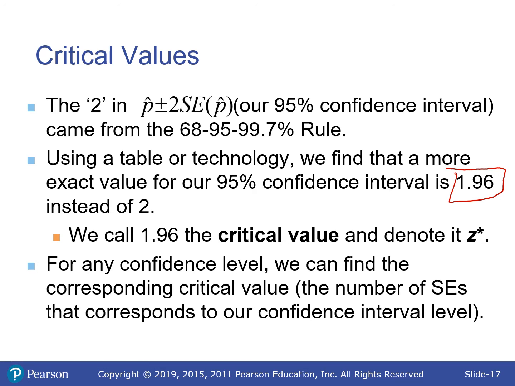And we can use a table or technology to find it. With technology, you can use StatCrunch to do an inverse normal, or you can use your calculator to do an inverse normal. The table, I'm going to show you on the next slide, I believe, perhaps the slide after that. But that 1.96 we call the critical value, and the symbol it gets is Z star. That's what this is. We've had Z scores. This is a Z star.